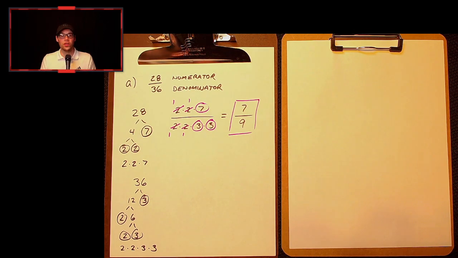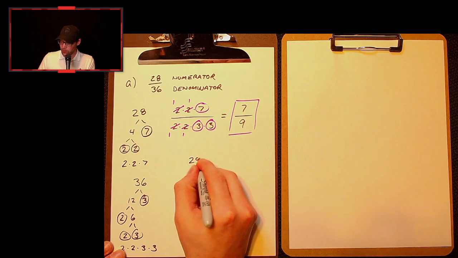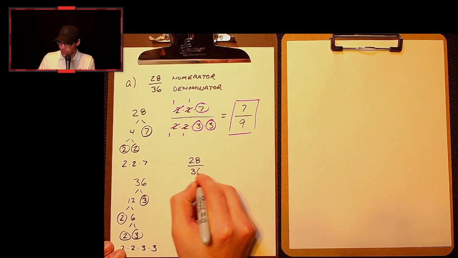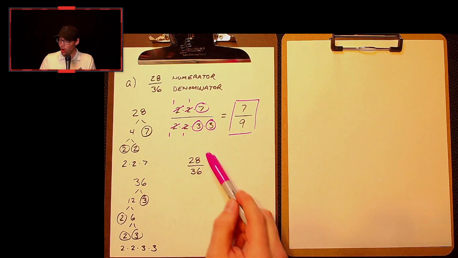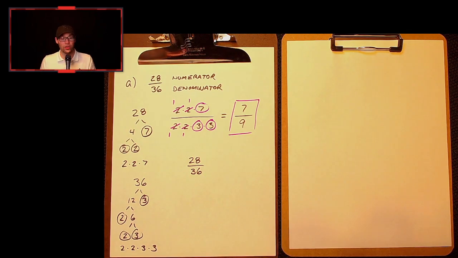So another way we can do this, and it's probably the way most of you know, is we can use divisibility. So let's rewrite the same problem, 28 over 36. What we can do here is look to see, are these two numbers in my numerator and denominator divisible by any of the same numbers? So what I mean by this is we can take a look at all the factors of 28 and see, do we have any factors that cancel?